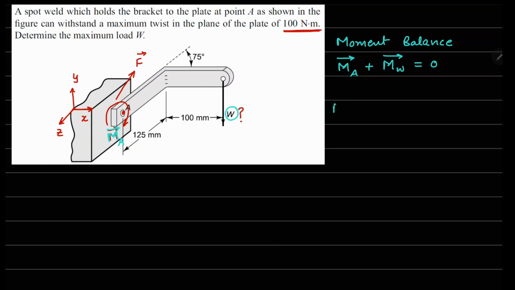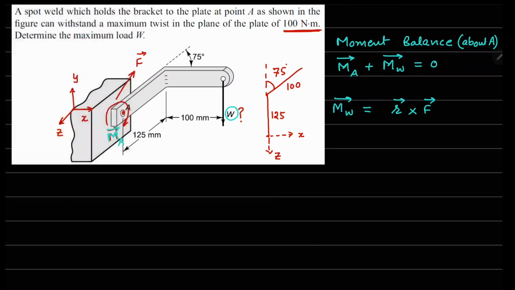Now when we look at MW, we'll try to use that formula which is R cross F, and we are doing this whole moment balance about point A in the system. So when you do the moment balance about A and look at the bracket from the top, the bracket looks like this, and this angle right here is 75 degrees, this is 125, and this one is 100. Now from the coordinate perspective, this is your x-axis and this is your z-axis.